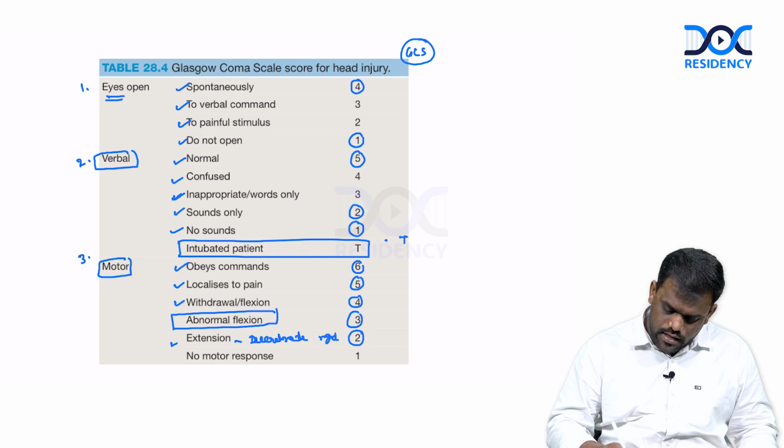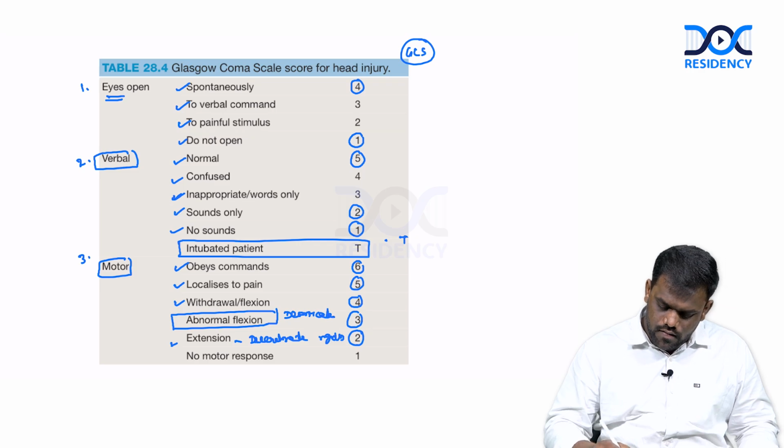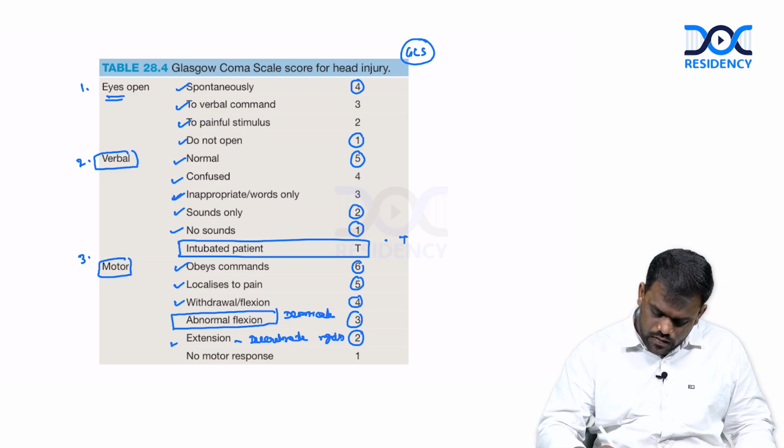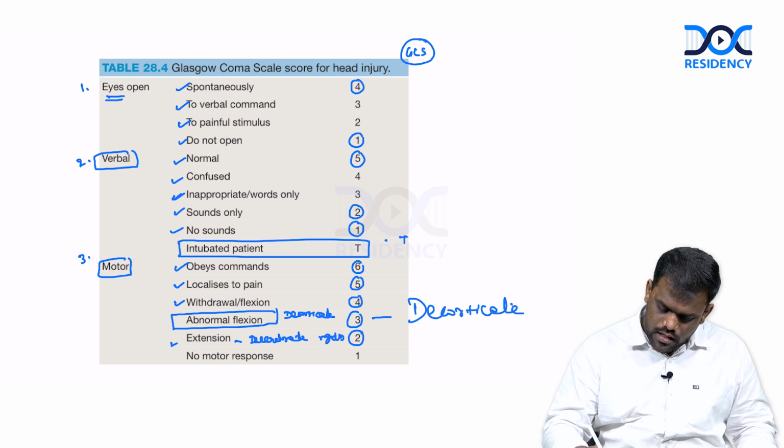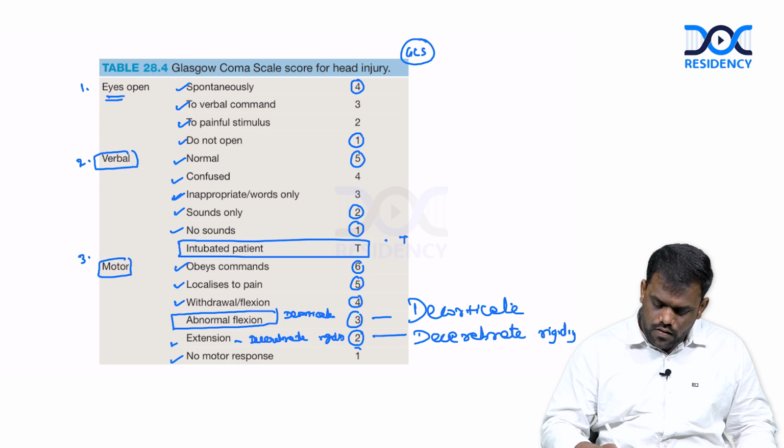Decerebrate rigidity, and flexion is called decorticate. So it's called a decorticate. So extension is called decerebrate rigidity, and no motor response at all.